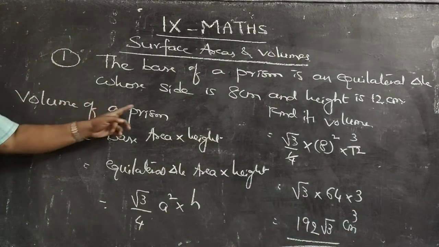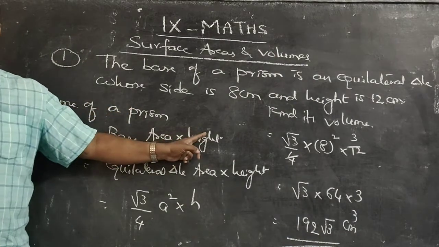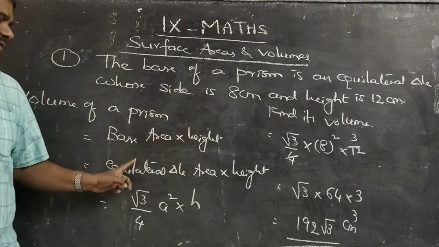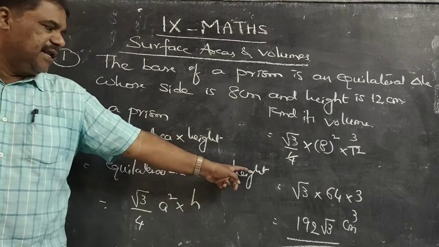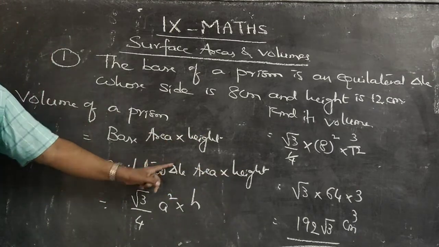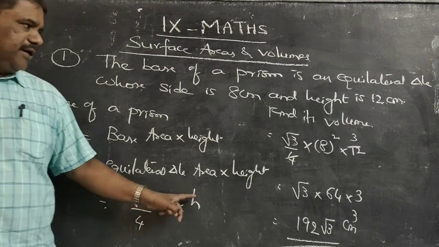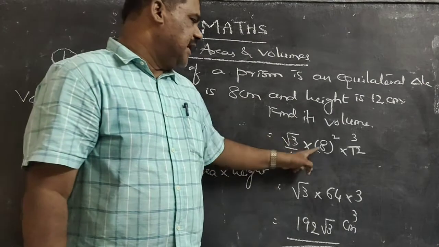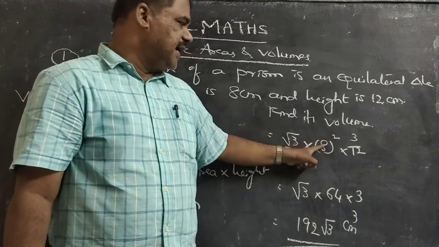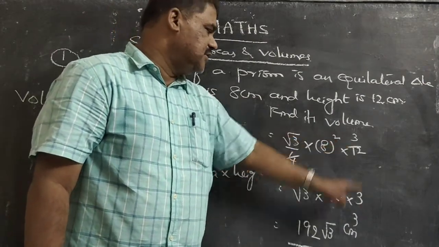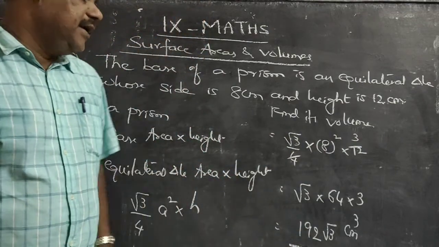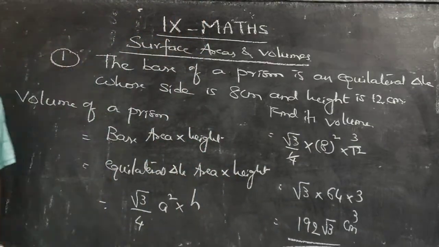So volume of the prism formula is base area into height. If the base is an equilateral triangle, area into height. Area of the equilateral triangle is given by the formula root 3 by 4 a square into height. Here side of the equilateral triangle is given as 8. So 8 square into height 12. Then we will get 192 root 3 centimeter cube.